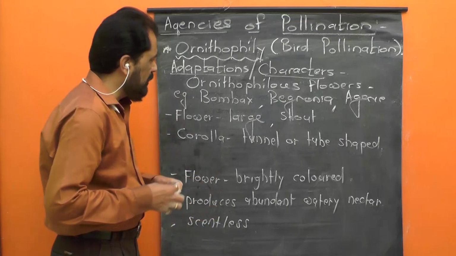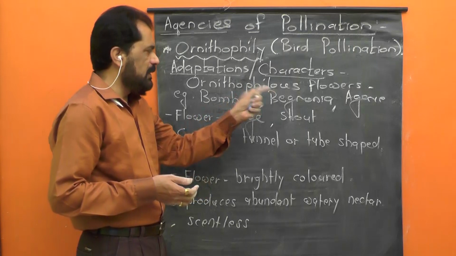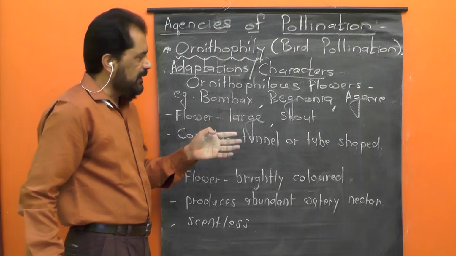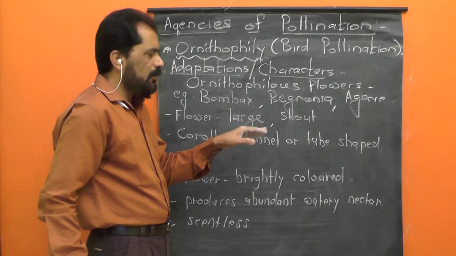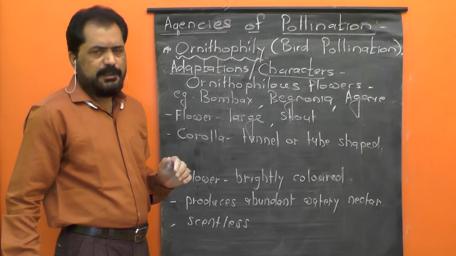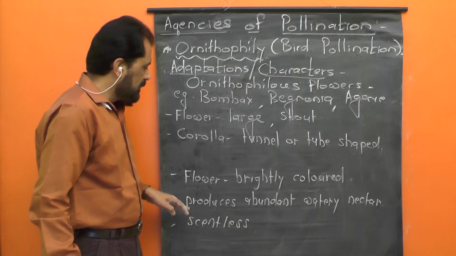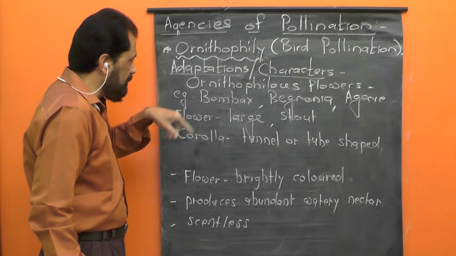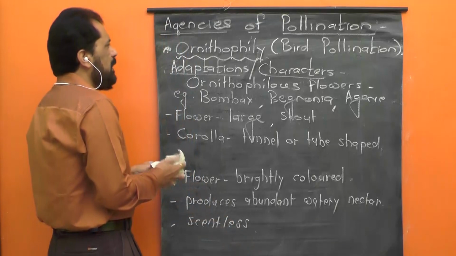Okay, so these are a few of the important adaptations or characters shown by ornithophilous flowers. I am going to repeat within 2 minutes. First, I said ornithophilous flowers are large, thick, fleshy, that is stout. Second, the corolla is funnel or tube shaped. Third, the flowers are very brightly colored, that is red, orange, yellow, blue, etc. Flowers produce abundant watery nectar compared to the entomophilous flowers. Then we can say that flowers are scentless, and examples I have already told you. That's all about ornithophily or bird pollination.